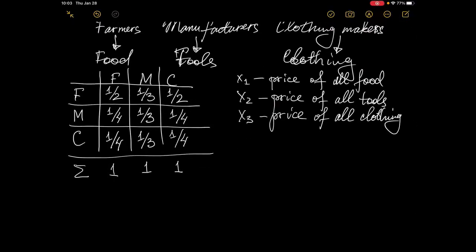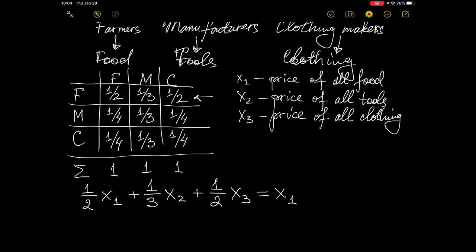Okay. Now, if we have a fair system, you see, this is what farmers get, right? Farmers get 1/2 of all the food, plus farmers get 1/3 of all the tools, right? Plus they get 1/2 of all the clothing. If we have a fair system, they are supposed to get according to what they produced, right? Like that.